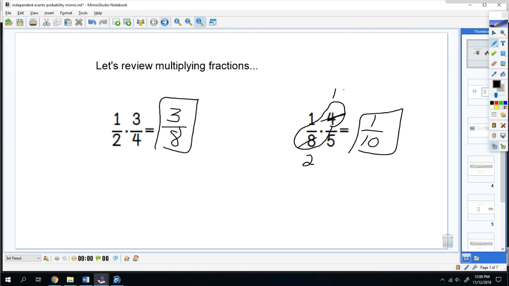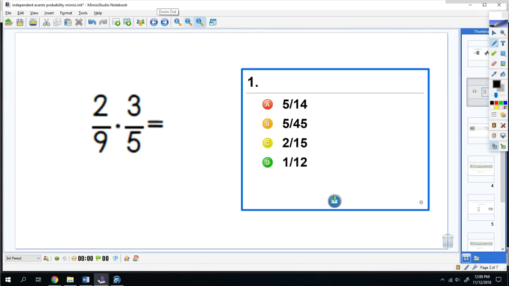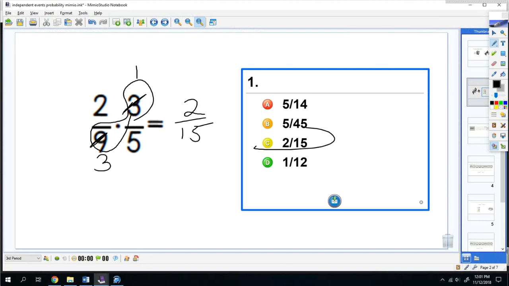Okay, so now you try one. Pause the video and try to simplify this and then multiply. Okay, so 3 and 9 are multiples of each other. So I divide this by 3 and get 1. Divide this by 3 and get 3. So now I have 2 times 1, which is 2, and 3 times 5, which is 15. So the answer would be C.